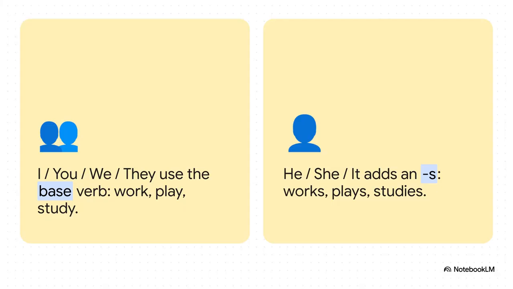And here it is. This is the rule for this whole system. For I, you, we, and they, the verb just stays the same. Simple. I work, they play. Easy. But for he, she, or it, you've got to add that little S on the end. He works, she plays. Seriously, if you can just lock this one detail in your brain, you've basically cracked the code for this entire system.